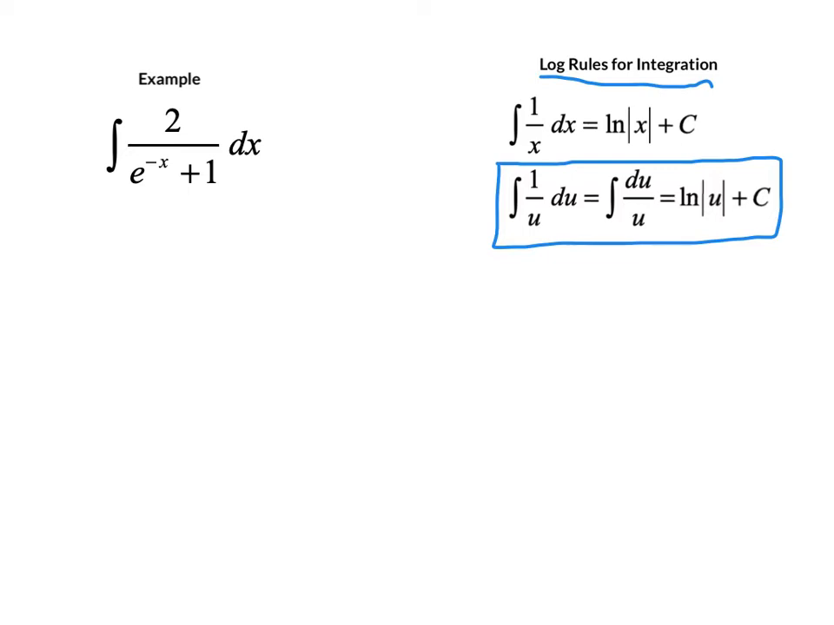We can tell pretty quickly that if u is equal to e to the negative x plus 1, if nothing else, the derivative is going to have a factor of e to the negative x in it. So there's no hope at all that this is du over u.